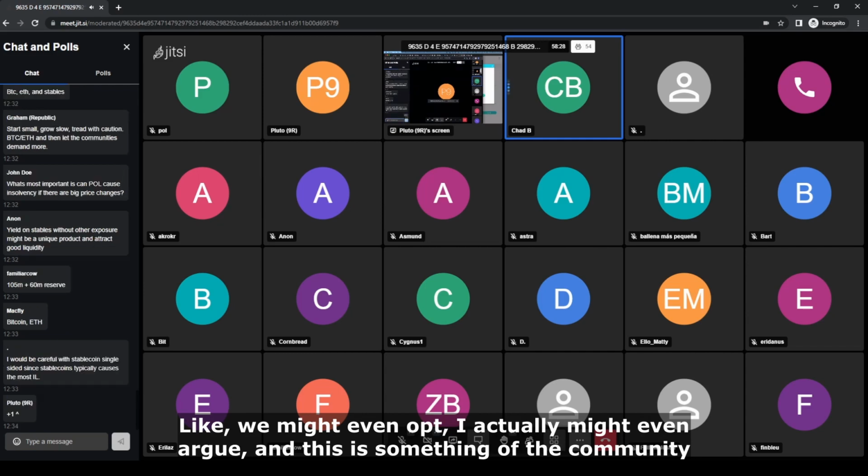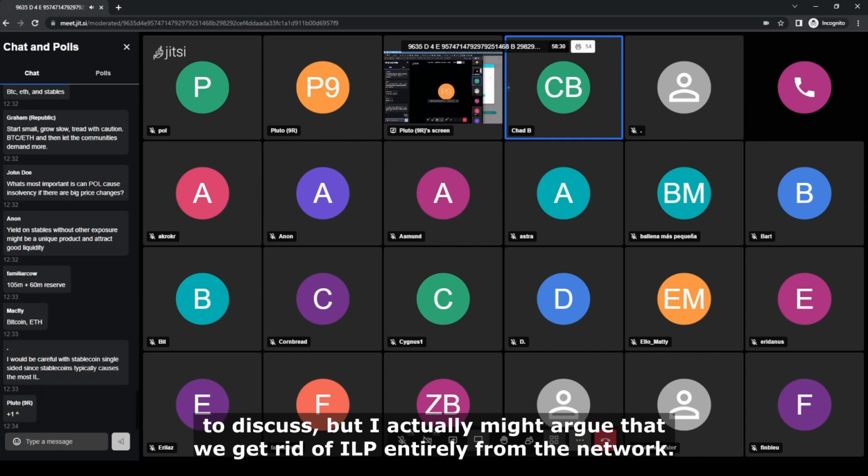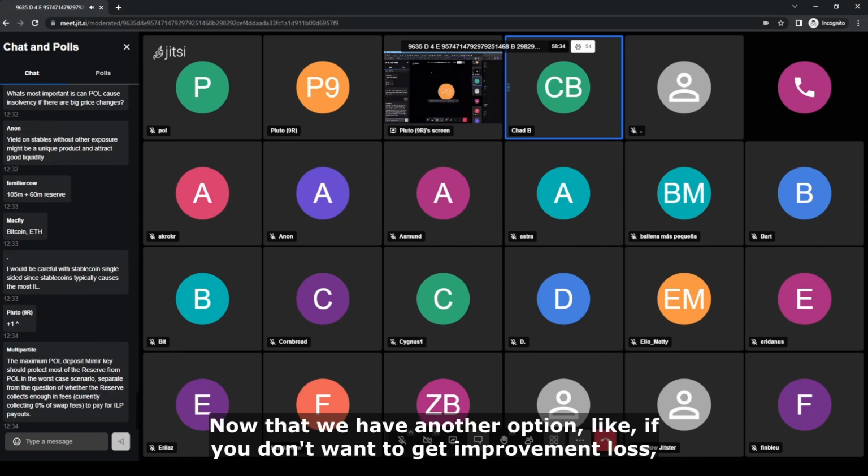I actually might even argue, and this is something for the community to discuss, that we get rid of ILP entirely from the network now that we have another option.